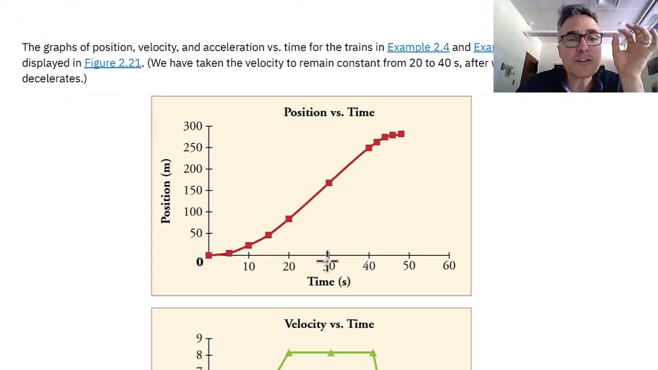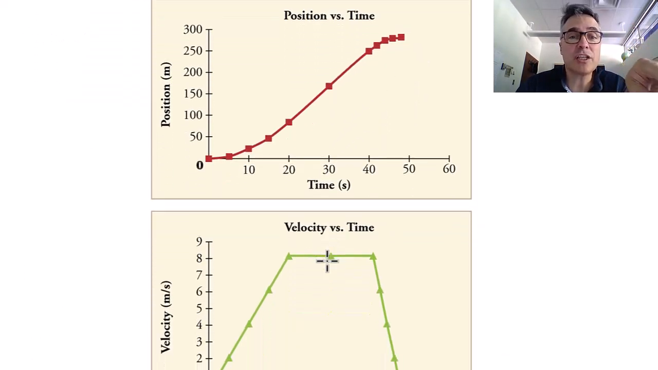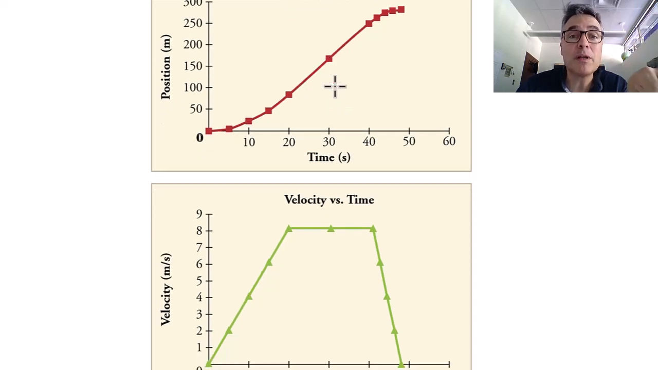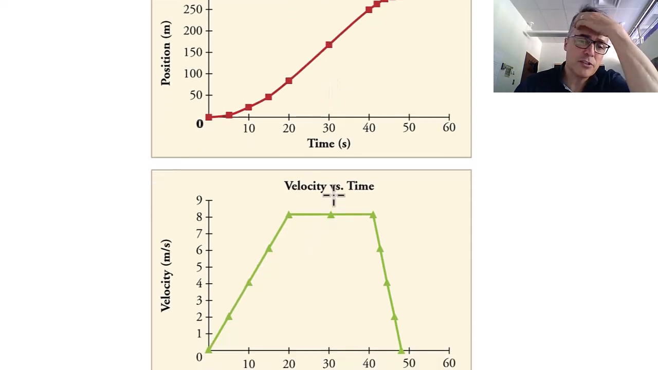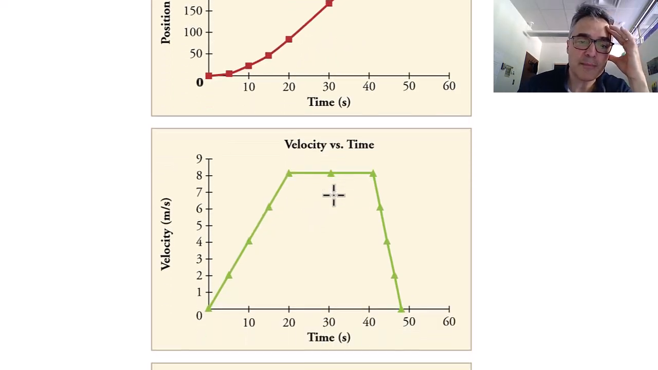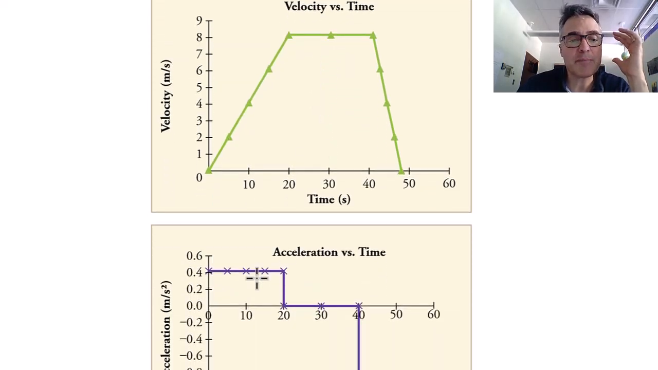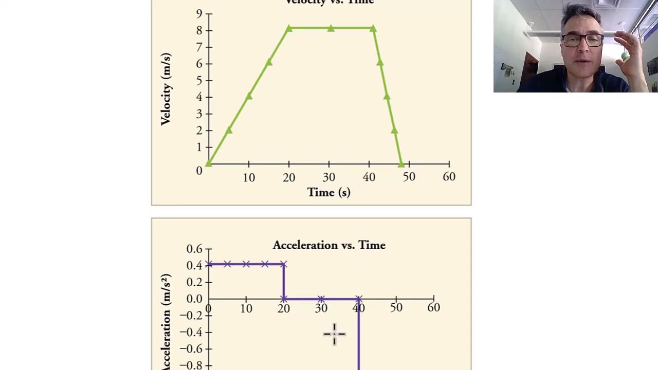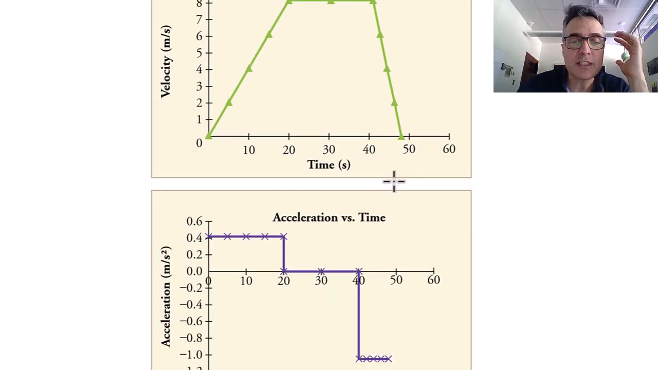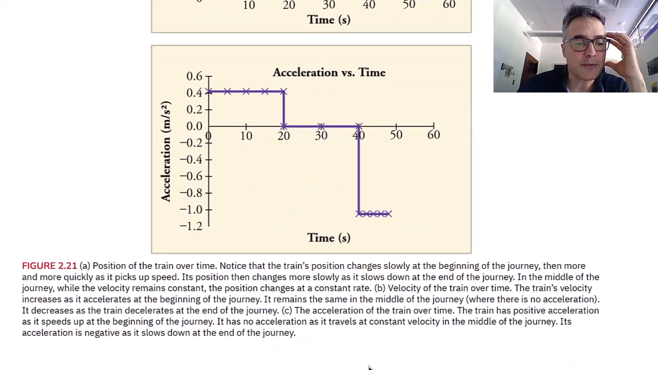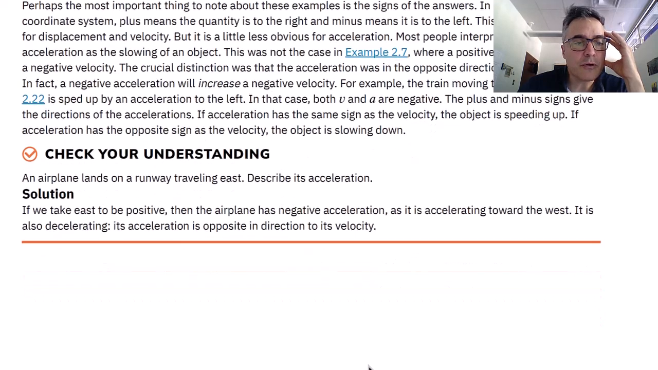Now for something where the velocity is changing, you've got position versus time. The slope of the position versus time graph becomes your instantaneous velocity versus time. And similarly, the slope of the velocity versus time graph becomes your instantaneous acceleration versus time. So positive slope here, then velocity remains constant, that's zero acceleration. And then when velocity is decreasing, you get a negative acceleration. So I'm going to let you read through all of that.